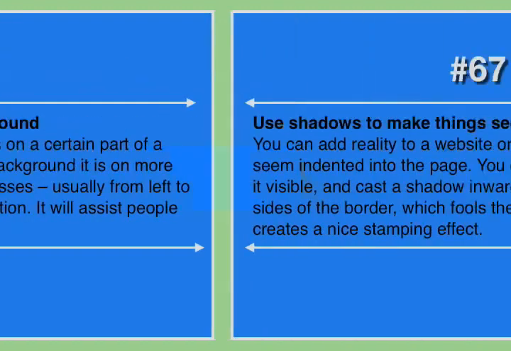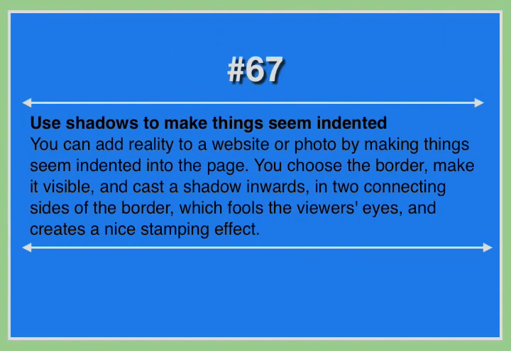Number 67. Use shadows to make things seem indented. You can add reality to a website or photo by making things seem indented in the page. You choose the border, make it visible, and cast a shadow inwards in two connecting sides of the border, which fools the viewer's eye and creates a nice stamping effect.